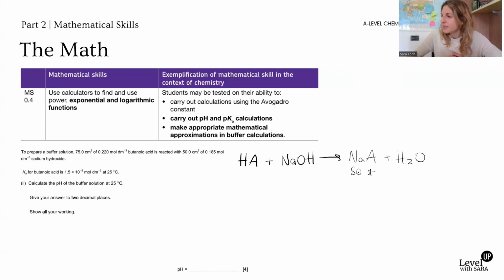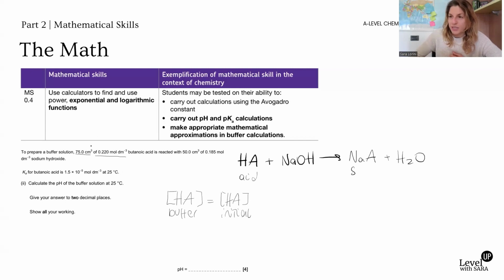Okay, this is the salt, and this is our acid. However, the acid is reacting. So the values that you're given here, these two values of the butanoic acid, to find the concentration of the acid that is present in this buffer solution, you would have to calculate the HA value, which is the initial amount that you're given.